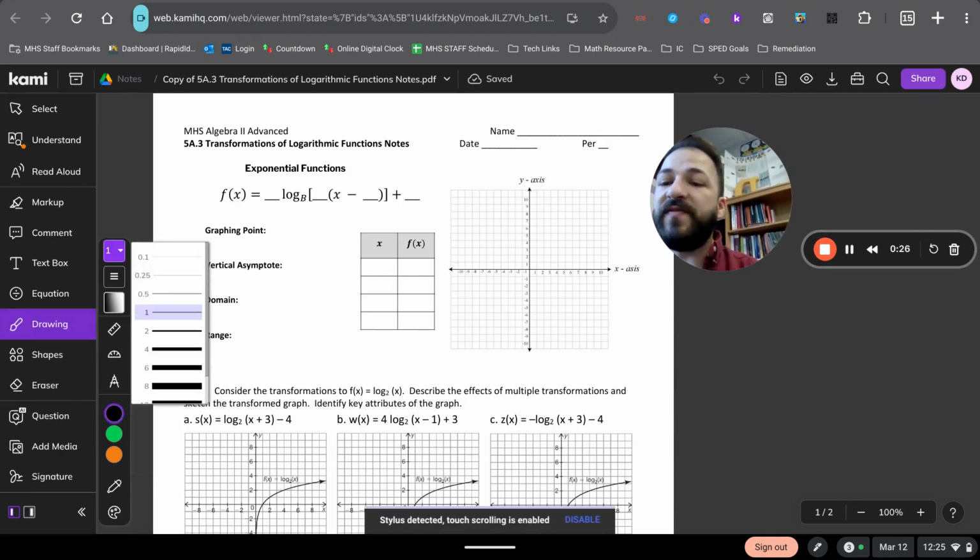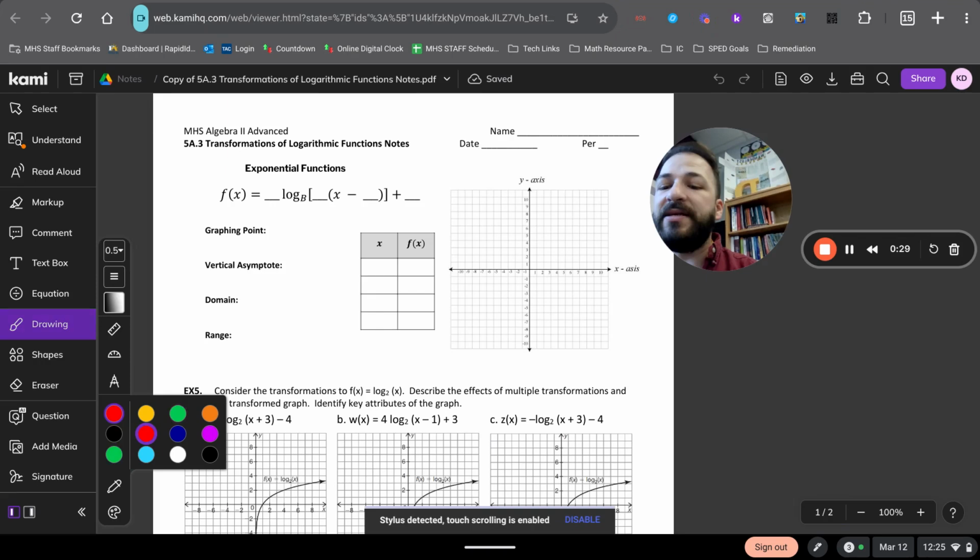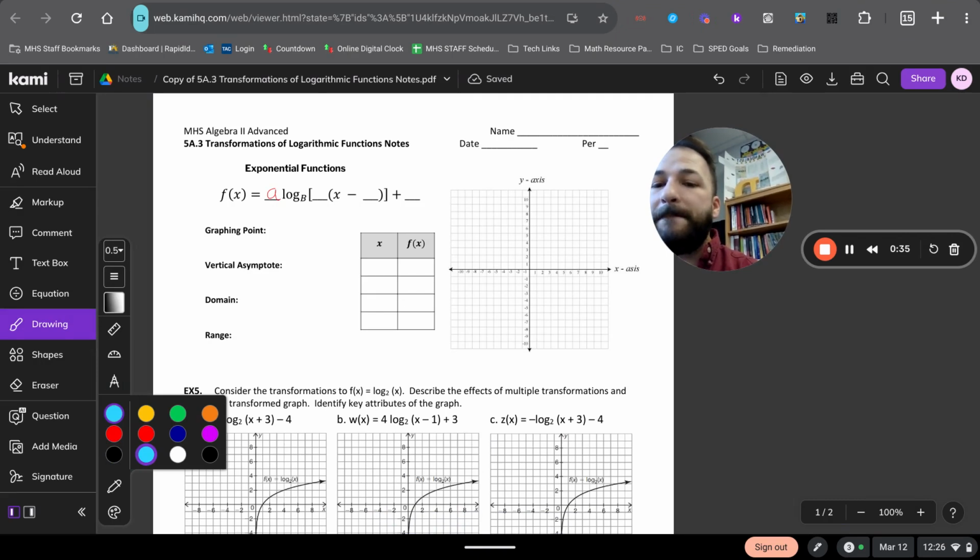So if I'm wanting to transform our log functions, my a, b, c, and d are going to be in the exact same spot. So a, b, c, and d. And they should do the exact same thing. D is going to be our up and down shift. C is going to be our left and right shift. B is going to be our horizontal stretch compression, as well as our reflection across y. And then A, of course, is our vertical stretch, vertical compression, and reflection across x.